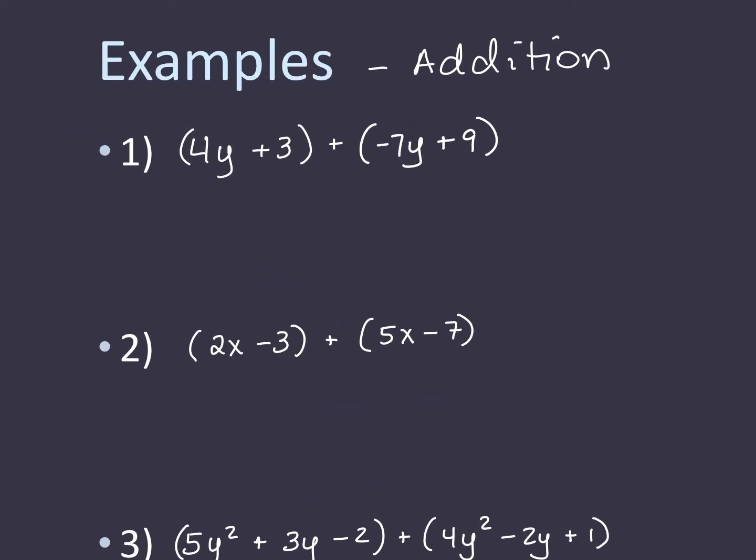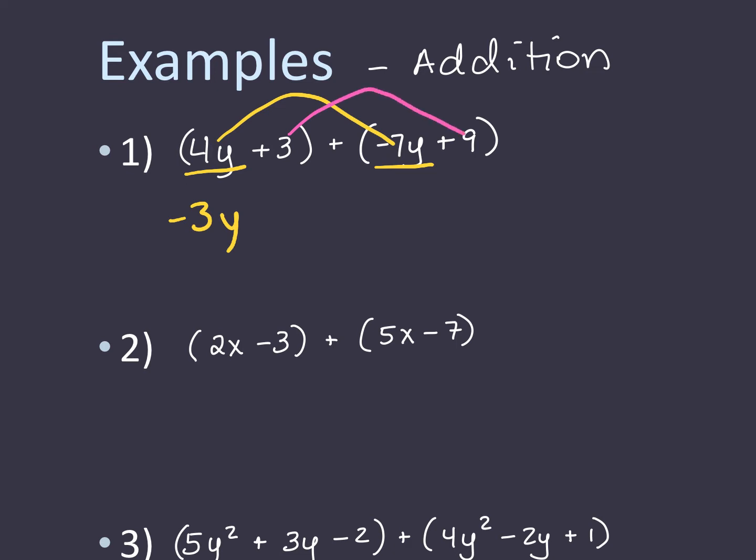So for the first three examples, we are going to be adding. So we want to start with our like terms. I can ignore the parentheses here and just add my like terms together. So I add the coefficients, the variable part stays the same. So 4 minus 7 would be -3, and then that y just stays there. So because these both have y, they're like terms, I can add them.